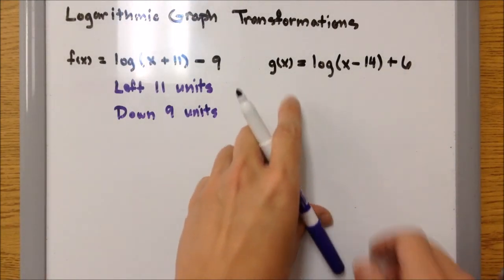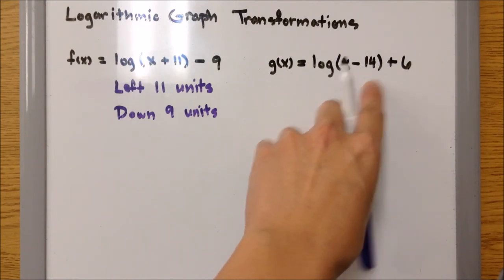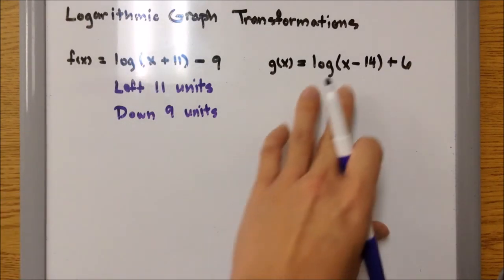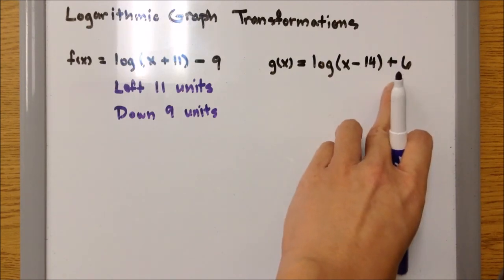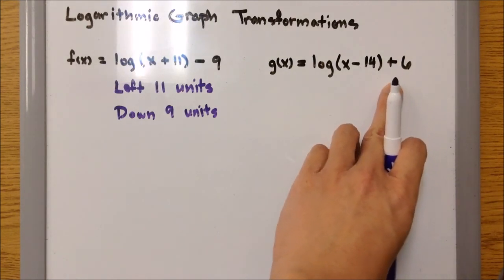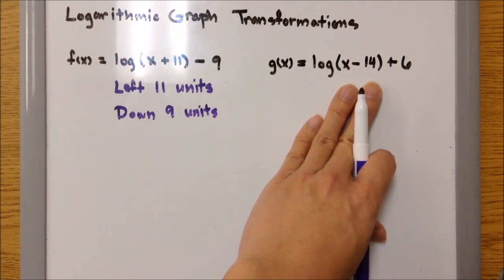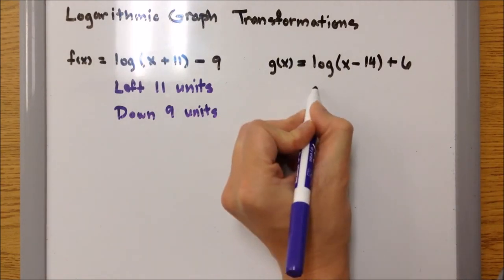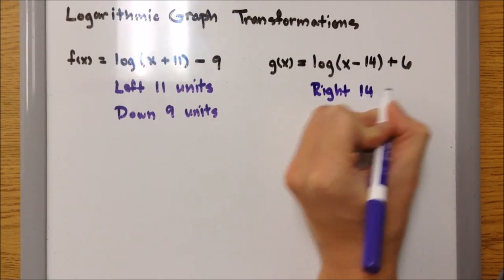Our second example, g of x equals log of x minus 14 plus 6. Again, we have a number inside the parenthesis with x, and we also have a number that is outside the parenthesis after x. So let's work with the inside number with the x. Any number inside the parenthesis and with the x is either left or right. In this case, minus 14 means it's going to go to the right 14 units.